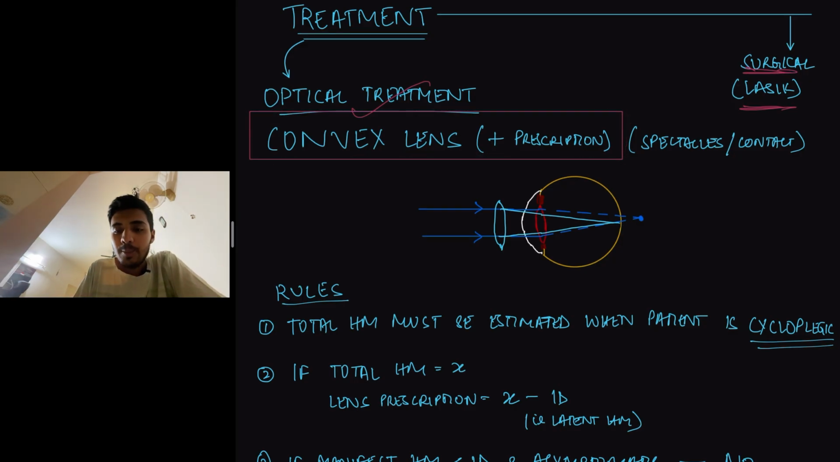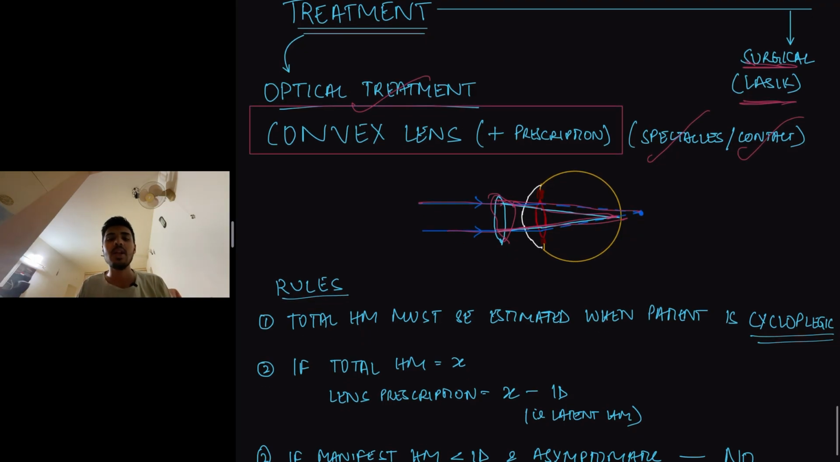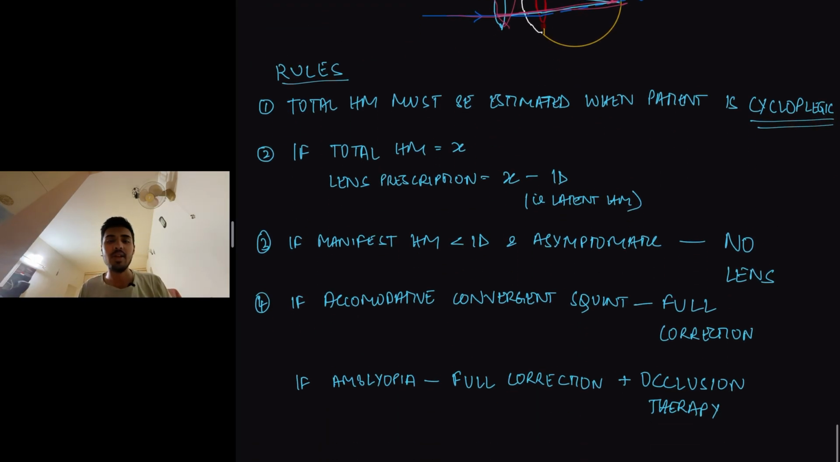Why? See, think about it. Normally, the parallel rays of light are being focused behind the retina. But when we put a convex lens in front, it is converging it more so that it gets focused onto the retina. Simple. So, it acts as an extra converging layer. But before we give convex lens in the form of spectacles or contact lens, we have to obey certain rules.